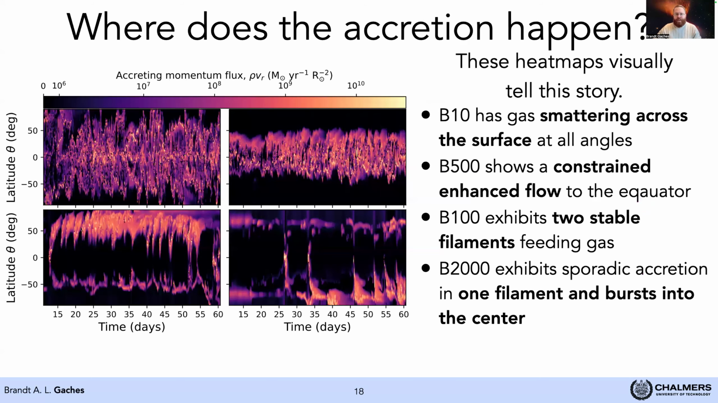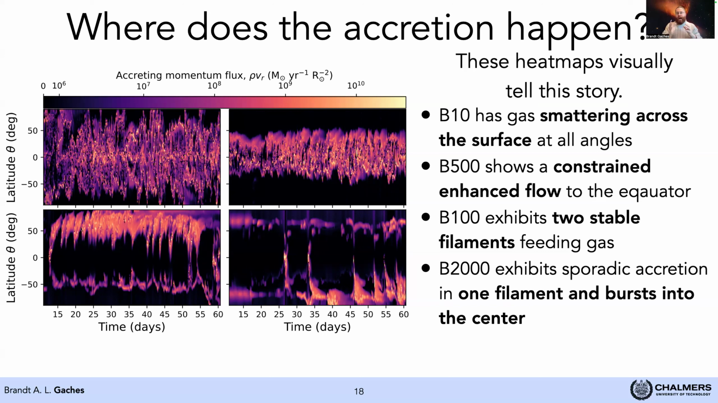We can see this story visually by looking at these plots. This is showing the accretion momentum flux, just rho VR, as a function of latitude on the surface of the star and as a function of time. I think this tells the story quite nicely. For 10 Gauss, it's basically raining down on the star all over the place. You see filaments that are continuous for a time, then they disappear for a short time, reappear, disappear, and so on.